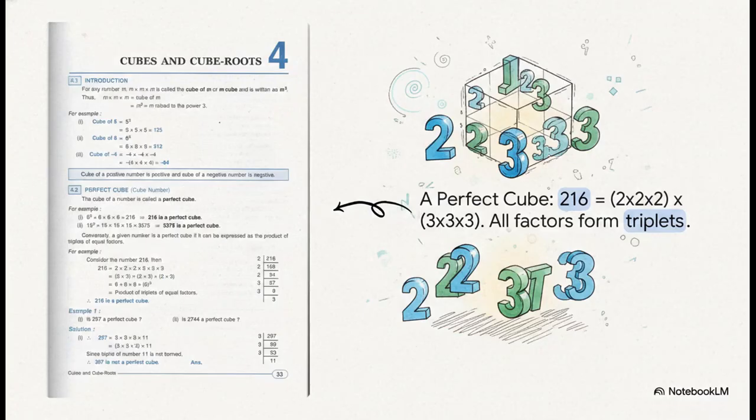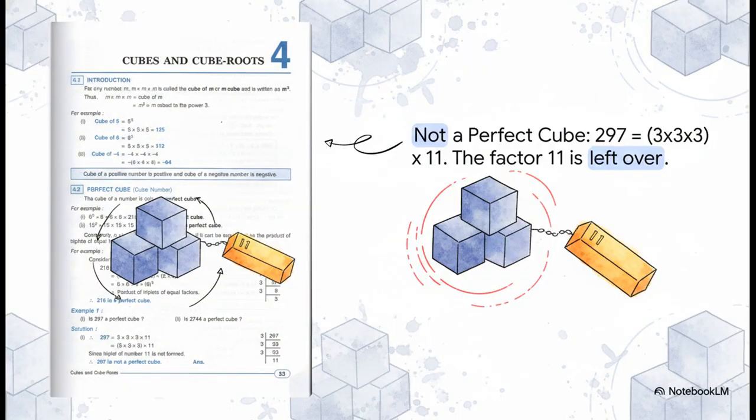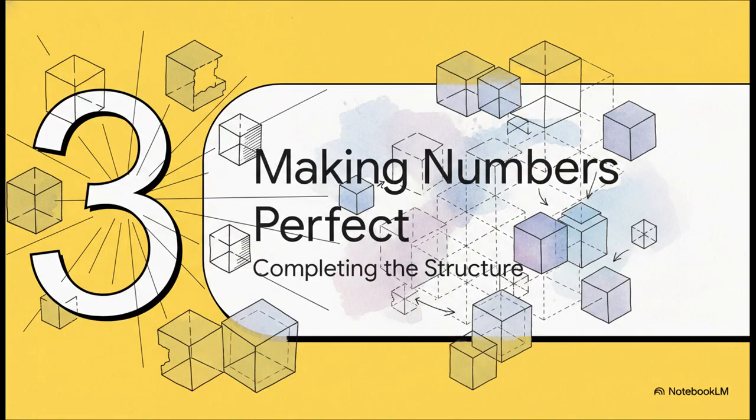Let's see what this looks like when it works out. We break down 216, and what do we get? Its prime factors are 3 2s and 3 3s. See how neatly they form those perfect little triplets? Nothing is left over? That is the telltale sign of a structurally sound, perfect cube. But now, look at 297. We find a perfect triplet of 3s, which is a good start, but then we have a problem. There's this single factor of 11 just hanging out by itself. Since it can't form a complete group of 3, the whole structure is incomplete, so 297 is not a perfect cube.